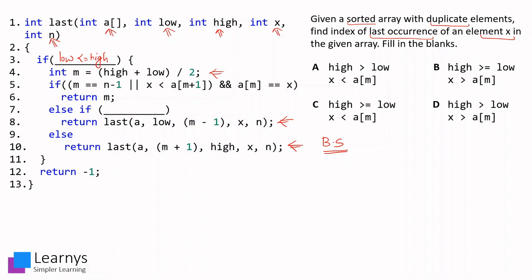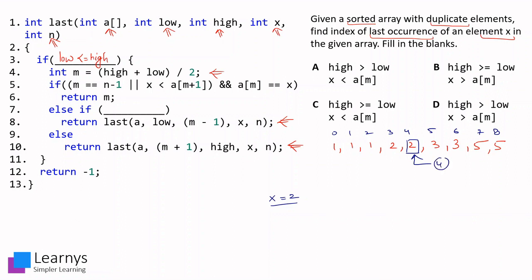Moving on, when we calculate the middle value, we are doing some computation. So let's first understand what the problem is. If we take this example, we see that there are duplicate elements and they are sorted, and suppose my x value is 2, then I should return index number 4 as my output, because that is the last occurrence of x, that is 2.